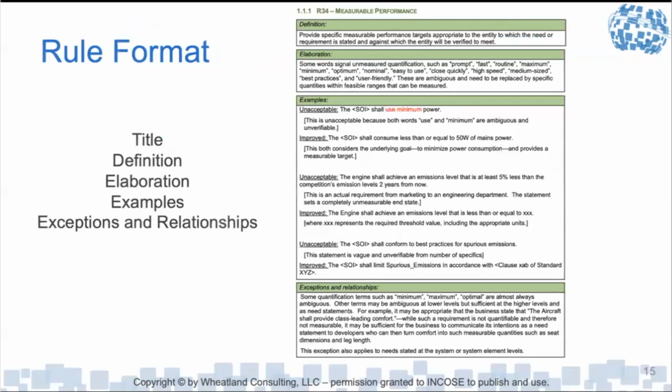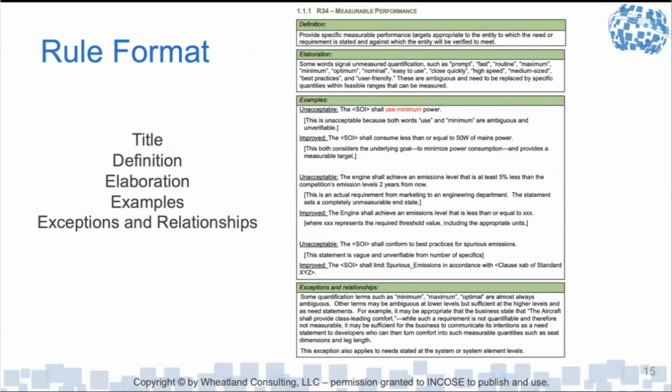In the guide to writing requirements, this is the basic format we have for every one of the rules. There's a title, a definition, there's an elaboration of that, and it gives examples, and in some cases, exceptions and relationships that we talk about for that particular rule. There are exceptions to the rules. The rules aren't meant to be prescriptive. You can tailor all of the activities in our products as well as the rules to what best fits your particular product line and culture and processes, what you have been doing.